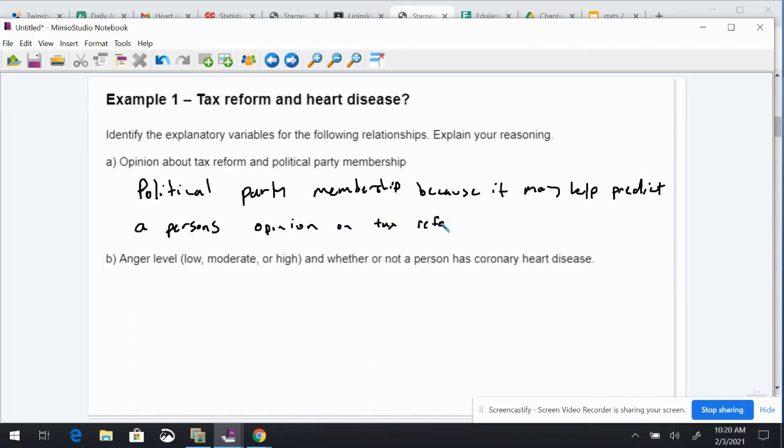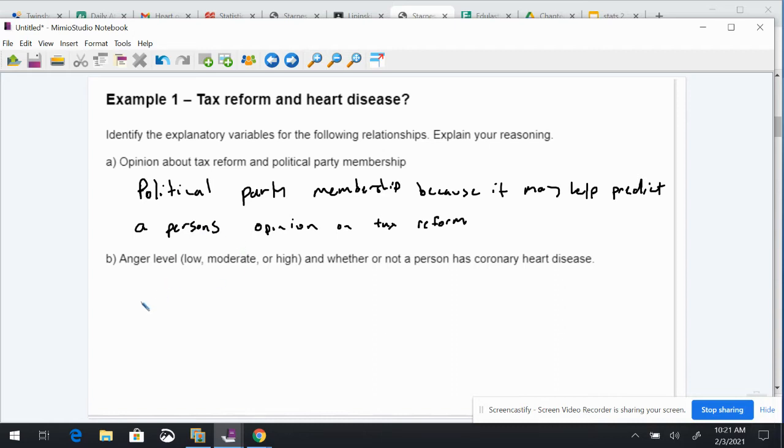Now, it's not saying it definitely applies to every single person, but again, we could draw a prediction from whether or not someone is in favor of more taxes or less taxes. And again, that's not for everybody, but for the majority, we could. Okay. Then you have anger level, low, moderate, or high, and whether or not a person has coronary heart disease. There's definitely a link to people that have high or more stress and anxiety, put more stress on the heart.